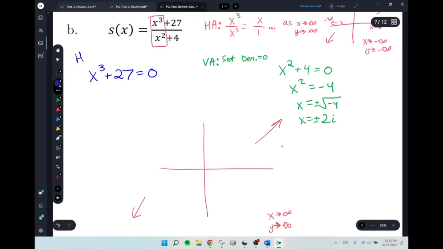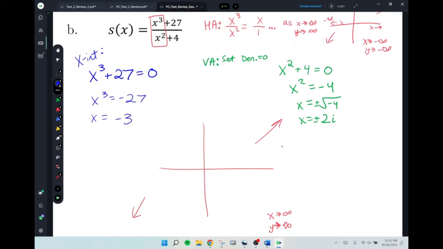Set the top equal to 0 to get our horizontal or x-intercepts. What do we get for this? X cubed equals -27, so x equals... No, not plus or minus. Because plus 3 would give you 3 times 3 is 9, times 3 is 27. -3 gives you -3 times -3 is 9, times another -3 is -27. We only have one x-intercept, and that is at -3.